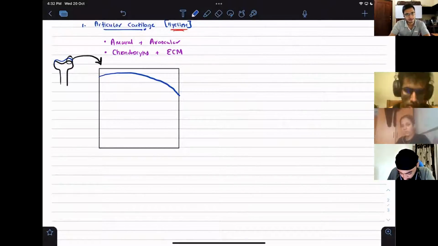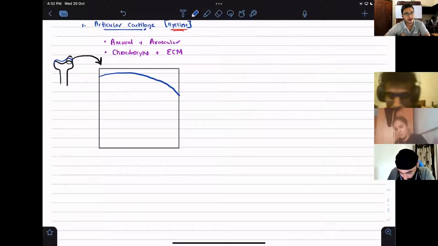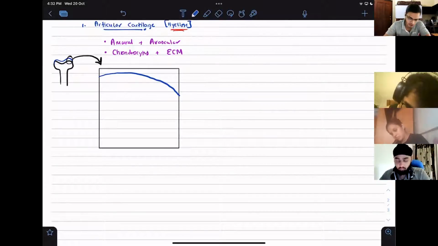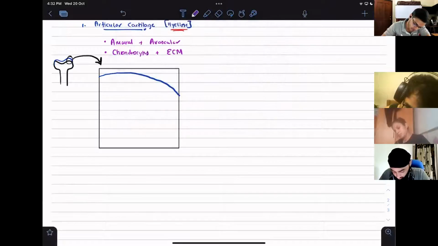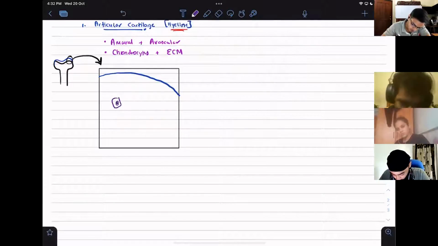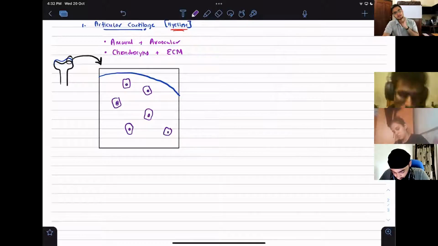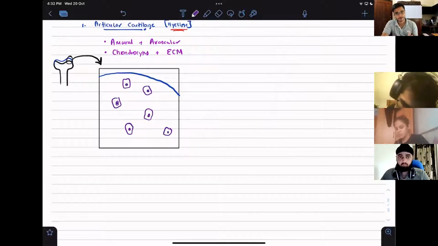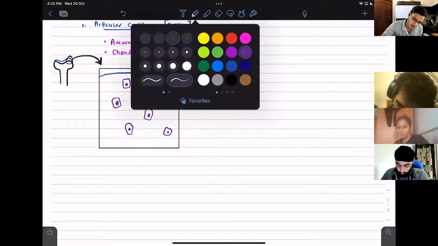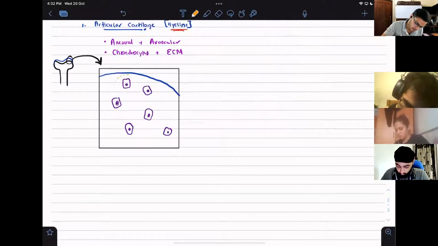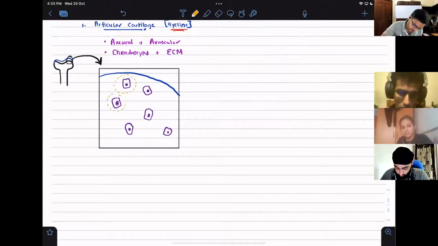Firstly, we have this main cell type, which are called chondrocytes. So you all can draw a few chondrocytes. Randomly, you all can draw. And these chondrocytes, guys, they are separated from the rest of the extracellular matrix by this thin membranous structure called lacuna, something like this.